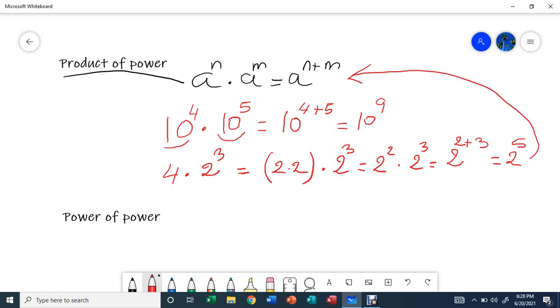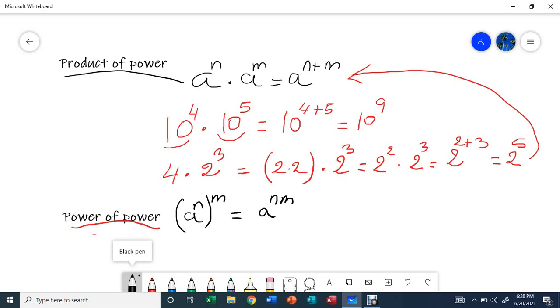So now let's move to another property, and it's called power of power. For power of power, I'm going to give you the formula, then we can go with the examples. So a to n, and the whole thing raised to m. So you multiply the exponents. So it's going to be a to n times m.